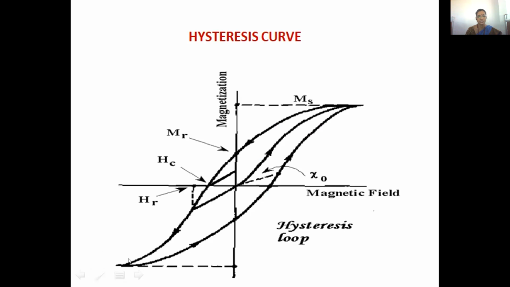Now I again started removing the field. When I remove my field at zero external field, some remnant magnetization in the negative y-axis direction can be observed here. Now I apply the field in the positive direction to remove this remnant magnetization. It reaches here Hc, the coercive field. The coercive field is this much field I need to apply to erase the remnant magnetization from the ferromagnetic material. With further increase of the field, it reaches the same MS value, okay?